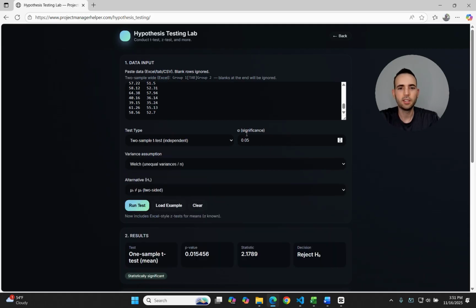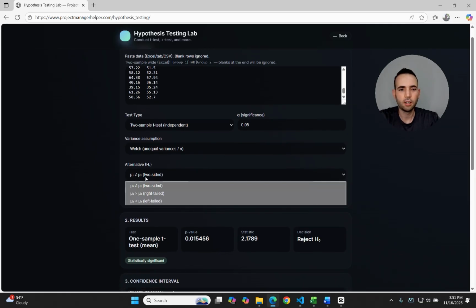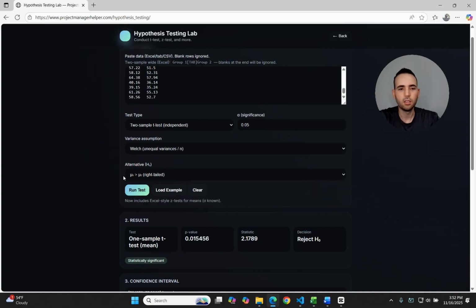So select that. The alpha won't change, still 0.05. We can keep it at unequal variances. And then the alternative hypothesis says that the original wait time average is more than the second wait time average. And that's a right tail test. We're looking at the right side under the curve for the second example. Run the test.